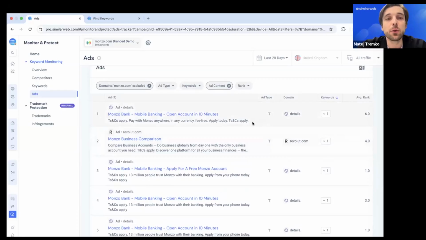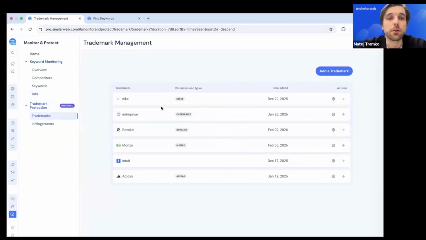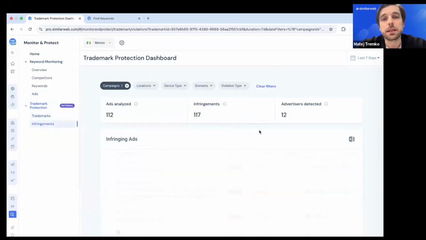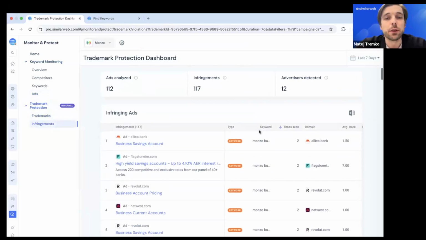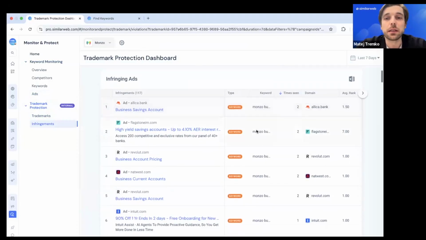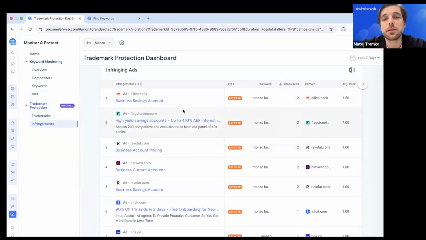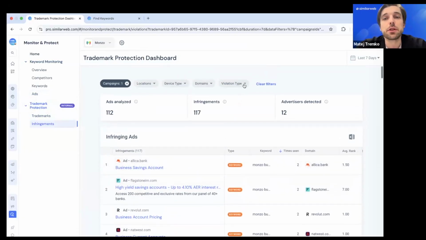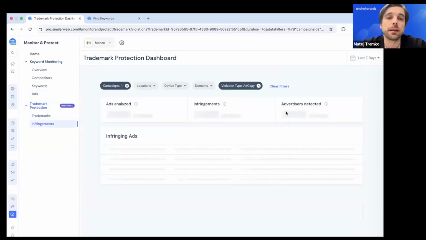Now, as we're looking to automate this use case, I'll just show you a sneak peek of something that isn't live yet, but we're building a trademark protection module where if I create my trademark of Monzo, I can immediately at first hand see all the infringements of trademark that we have detected. So these are both the ads that were launched towards my branded keywords and also the ads that are mentioning my brand in the ad copy.